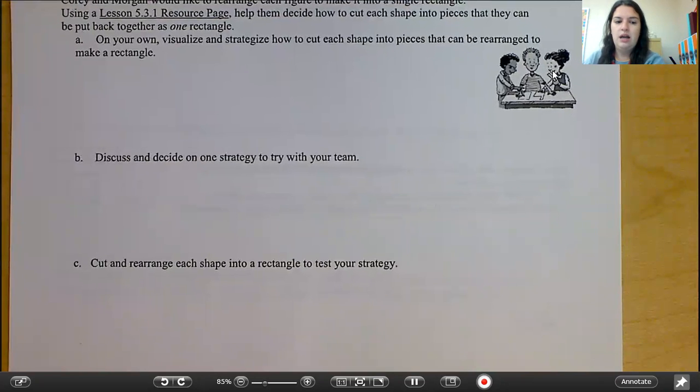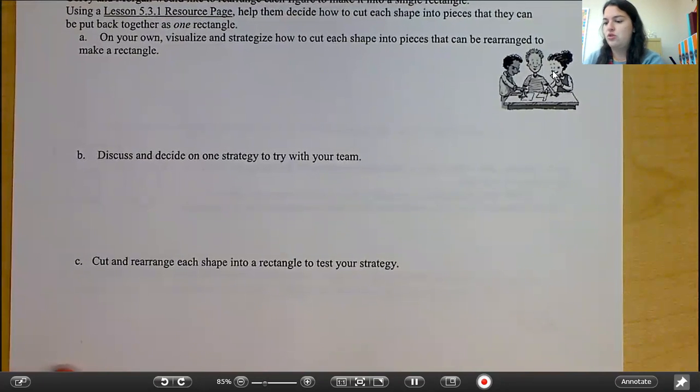B, discuss and decide on one strategy and try with your team. C, cut and arrange each shape into a rectangle to test your strategy.